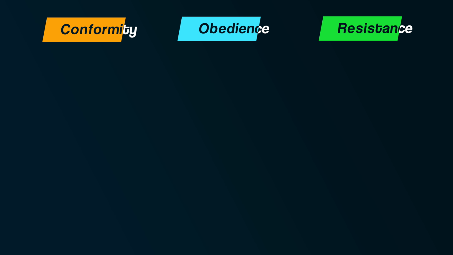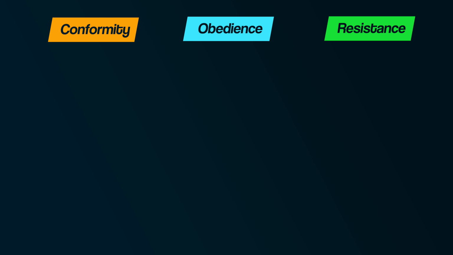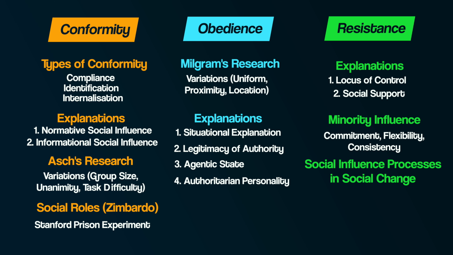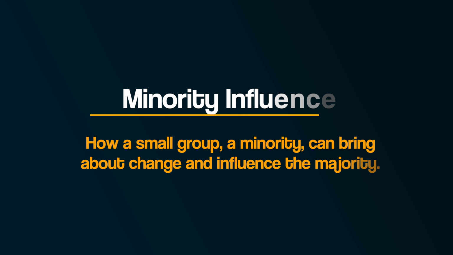If we zoom out of the social influence topic, we'll remember that there are 3 sections: conformity, obedience and resistance. And minority influence fits in the resistance section with the work of Moscovici. Minority influence is how a small group, a minority, can bring about change and influence the majority.